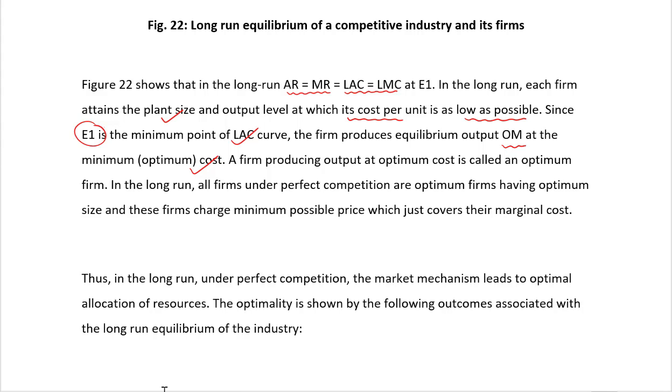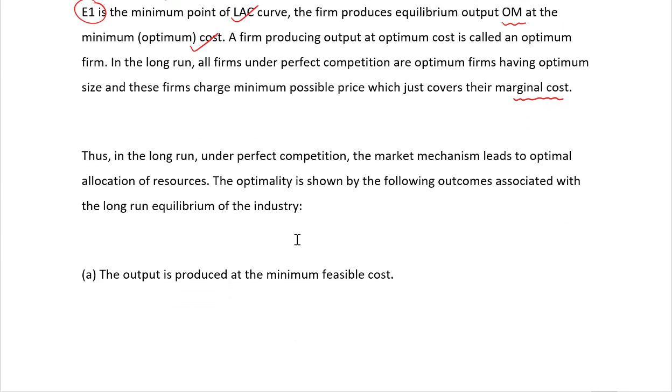In the long run, all the firms under perfect competition are optimum firms having optimum size, and these firms charge what? The minimum possible price and enjoy what? Normal profits, which just cover the marginal cost. Thus, in the long run, under perfect competition, the market mechanism leads to optimum allocation of resources. The optimality is shown by the following outcomes associated with the long run equilibrium of the industry.